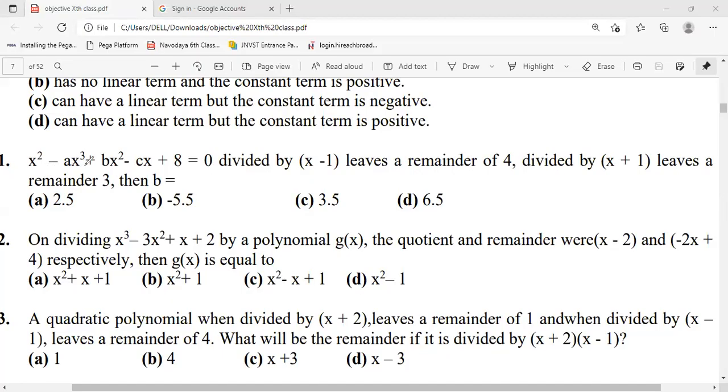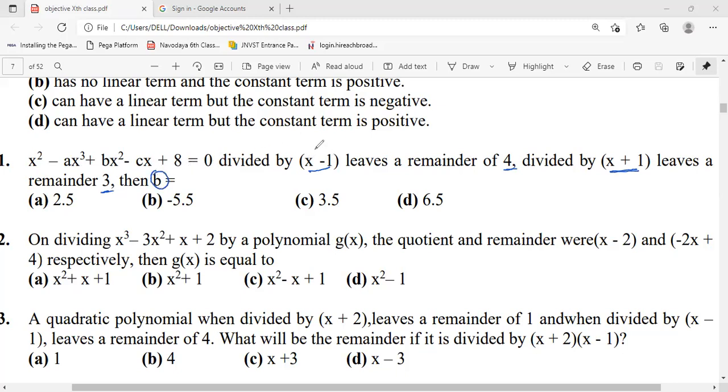x to the fourth minus ax cube plus bx square minus cx plus 8 equal to 0 is divided by x minus 1 and leaves a remainder of 4, and divided by x plus 1 leaves a remainder of 3. Then they are asking what is the value of b.